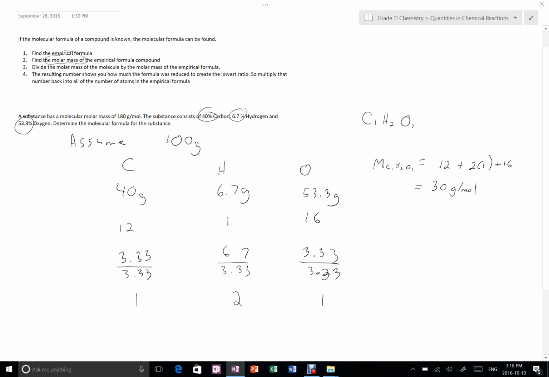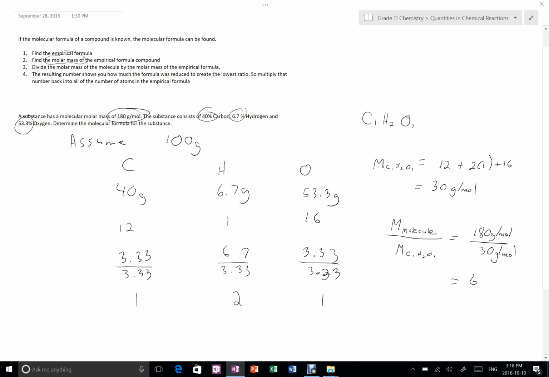Now we're going to divide the molar mass of the actual molecule. In this case, it's given by 180. So the molar mass of the actual molecule divided by the molar mass of C1H2O1. So 180 grams per mole divided by 30 grams per mole. That gives us a factor of 6.